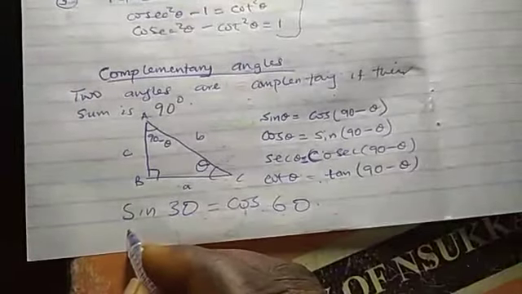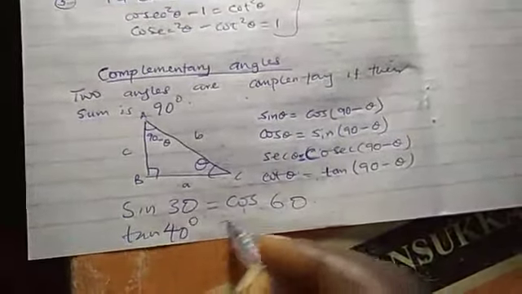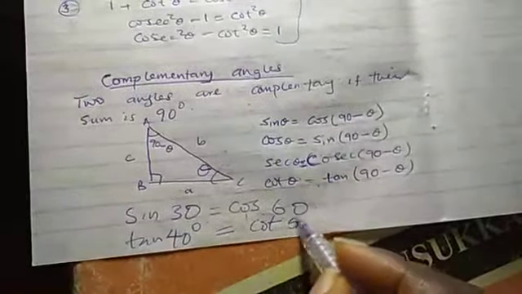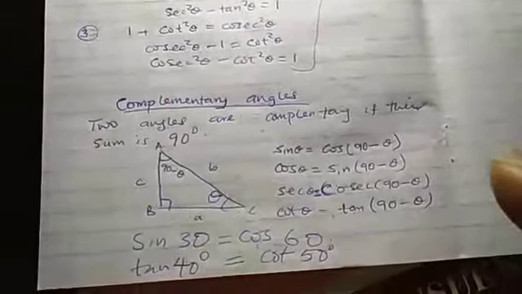Also, if I have tan 40 degree, it will still be the same thing as cot 50 degree, because 50 and 40 will give me 90. So if two angles are complementary, then we can use them to interchange two trigonometric functions.